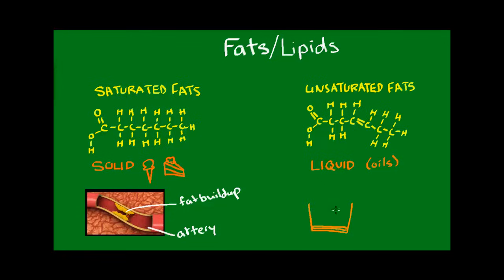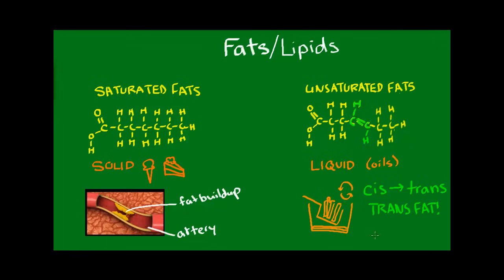However, if they are constantly reused, such as the oil in French fry machines, the double bonds in the carbon chain flip from cis to trans. The result is trans fat, a type of fat that causes cancer and can be found in margarine, among others. Trans fat is also called partially hydrogenated vegetable oil. So if you see this in the ingredients, it contains trans fat.